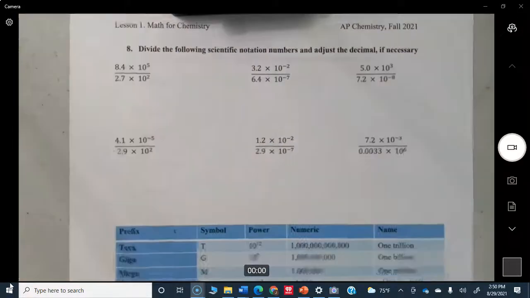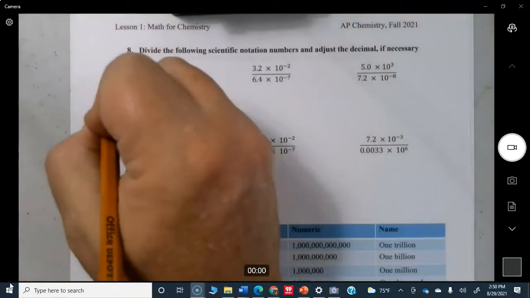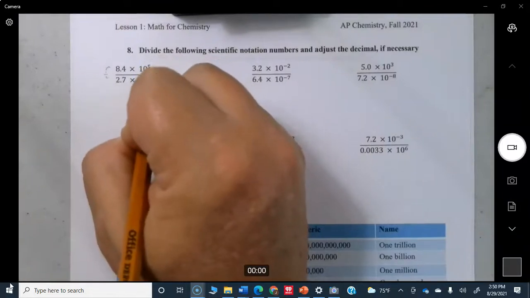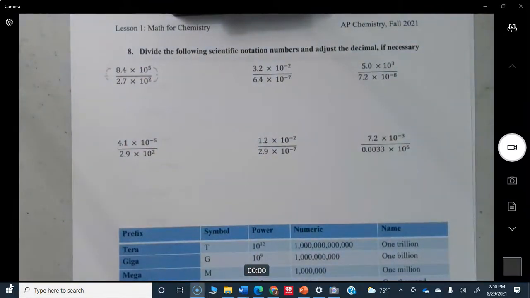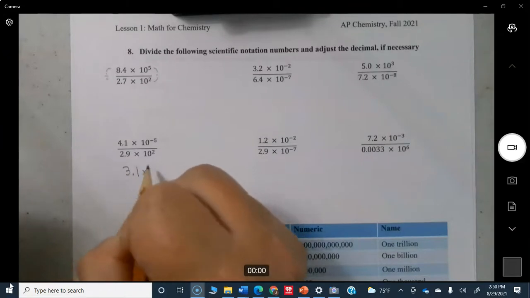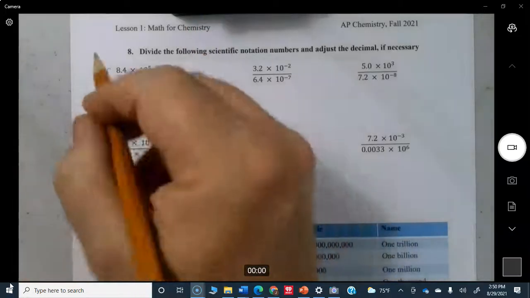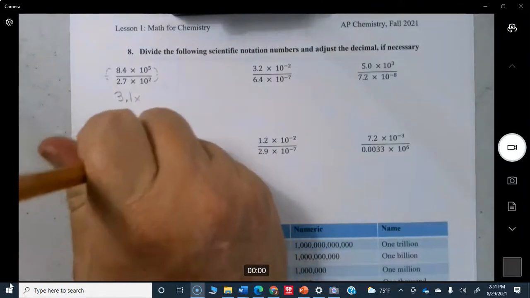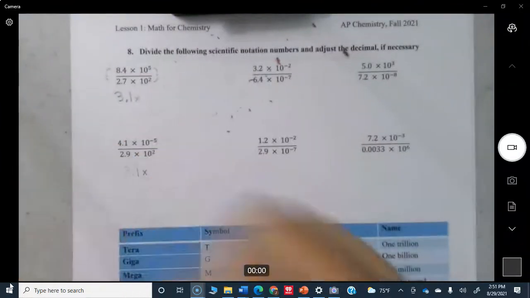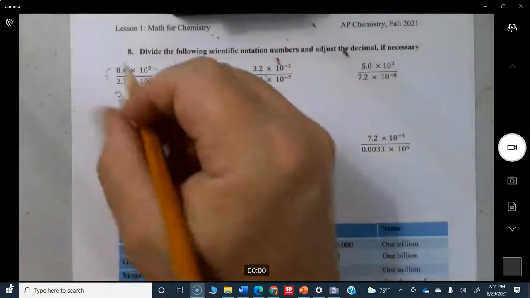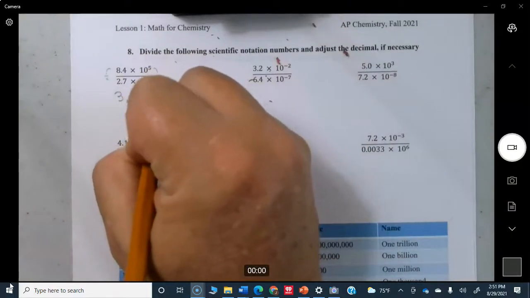Okay, now we have some division. And division, the rule is you divide the coefficients and you subtract the exponents, okay? So 8.4 divided by 2.7 is going to give us 3.1. And negative, whoops, wrong place, sorry about that. 3.1. Okay, and 5 minus 2 is 3.